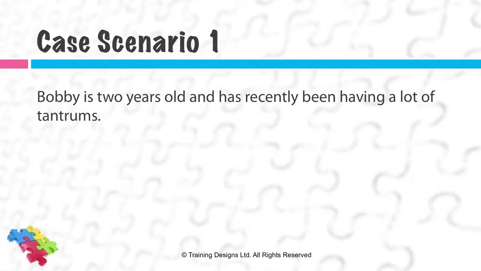So welcome to Unit 4, and just to recap on Unit 3, we looked at some strategies to manage children's behaviour. So now we're continuing to look at strategies and we're going to use some case scenarios. I'd like you to take a look at the following scenarios and make some notes about how you might manage the behaviour. Bobby is 2 years old and more recently has been having a lot of tantrums.